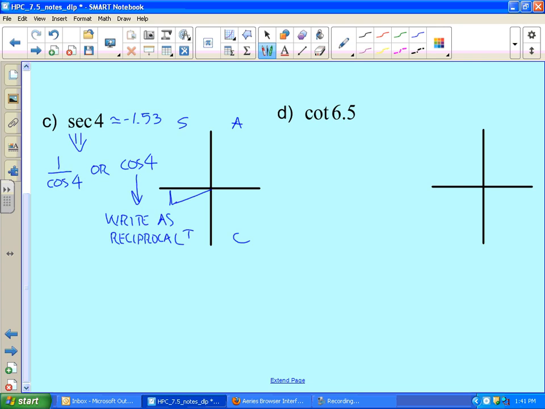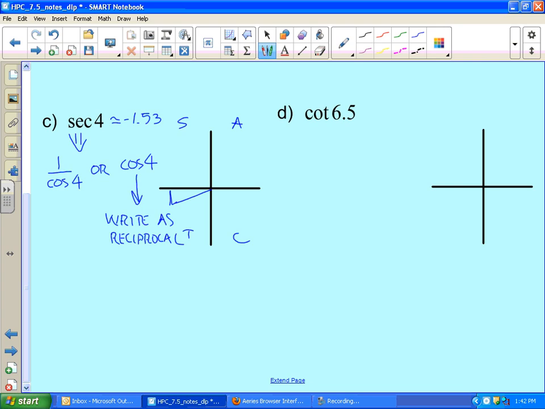One of those two ways. What mode do you have to be in again? Radian, because we're in radians here. Did everyone get that? Yes? So how do I know that that's a quadrant 3?